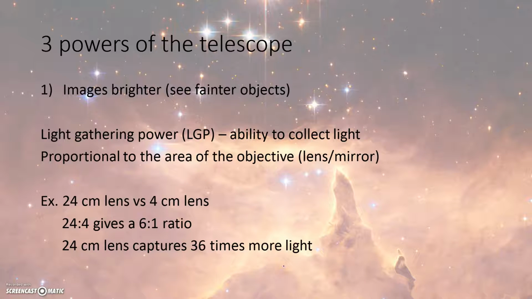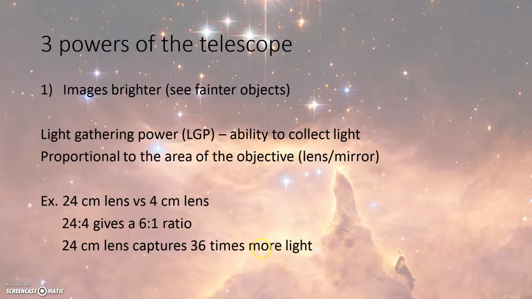All right, so 3 powers of the telescope. The telescope is good for 3 things. The first thing that it does is it makes images brighter. So things that are faint, you can actually see through the telescope. If you're out looking at the sky on a night when the sky is clear, you see with your eye a star. Then you go look through the telescope at that star, and not only is it way brighter, but you also see all these little faint stars that you didn't see before.